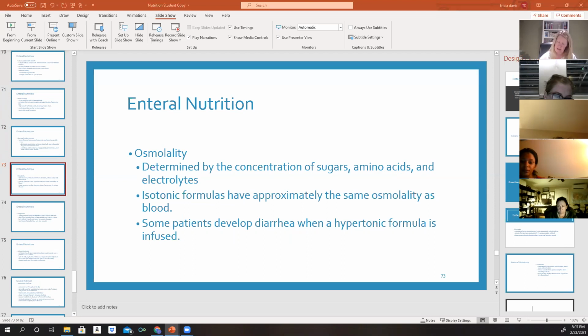So again, this is going to be the nurse. You're going to be the first one there, seeing what's going on with them and being able to advocate for them and talk to the nutritionist or the doctor and say, hey, Mrs. Jones is starting to have a lot of diarrhea. We probably need to switch to another formula that would be better for her.